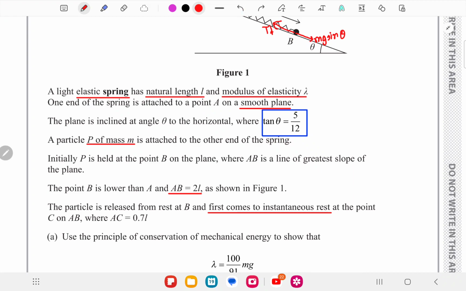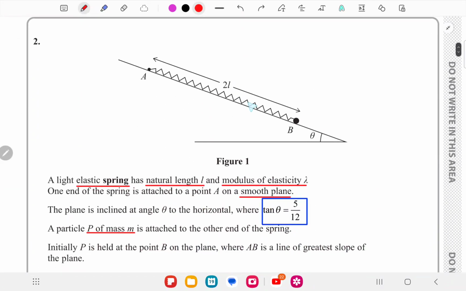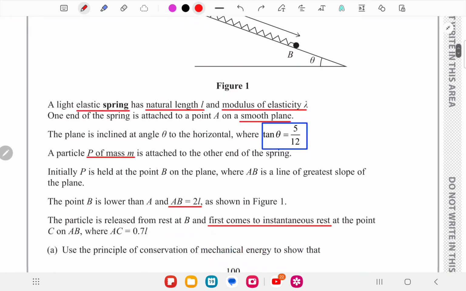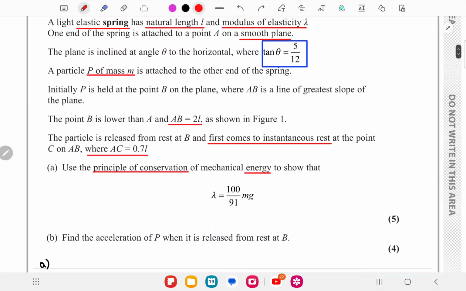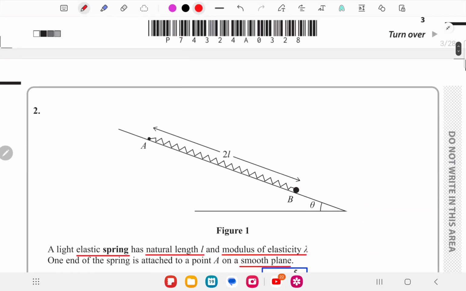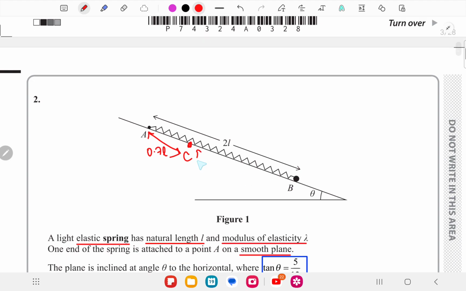And we are given the information that when it first comes to rest, and they have said instantaneous rest, so after it's at rest, it will start to fall back again. So at this point, AC would be 0.7 L. So if this point was over here, this would be 0.7 L and this would be 1.3 L.